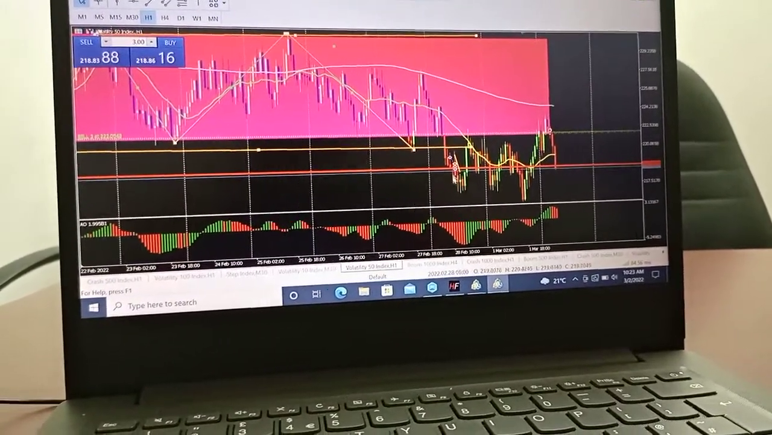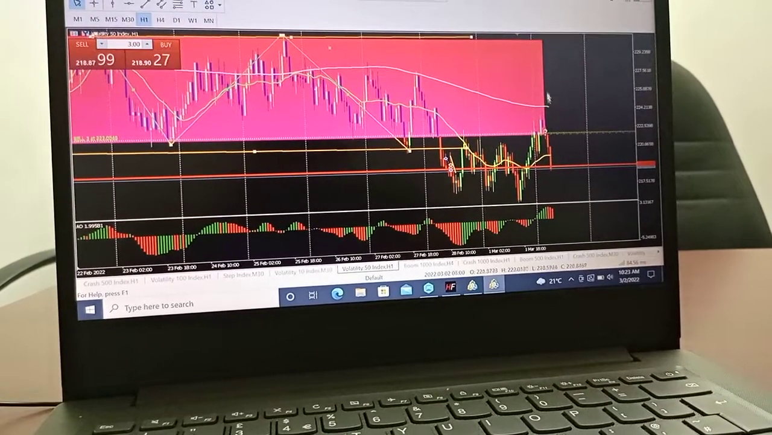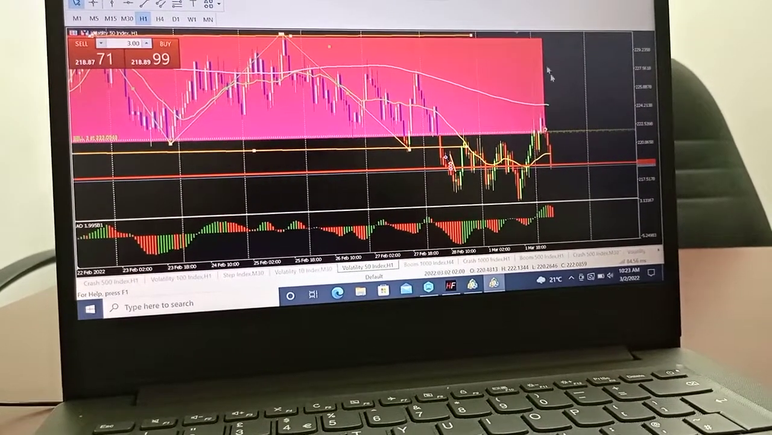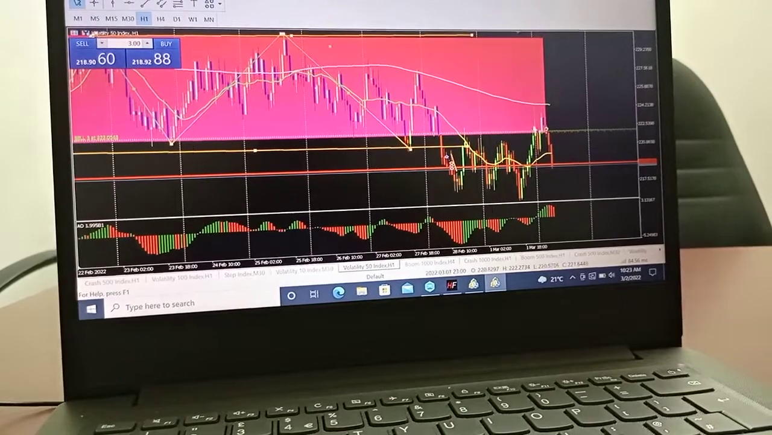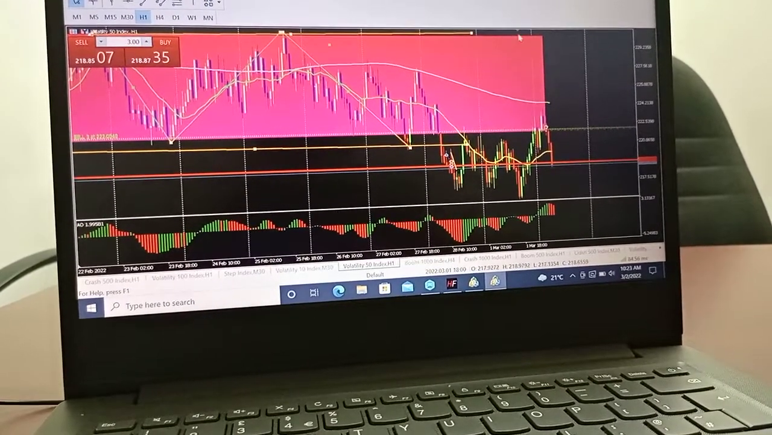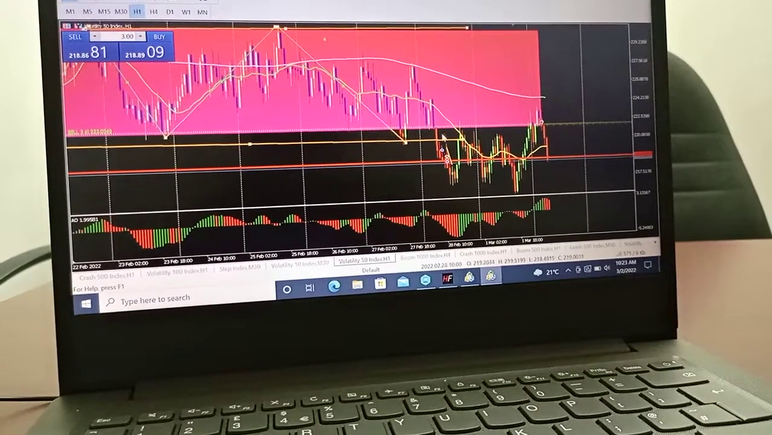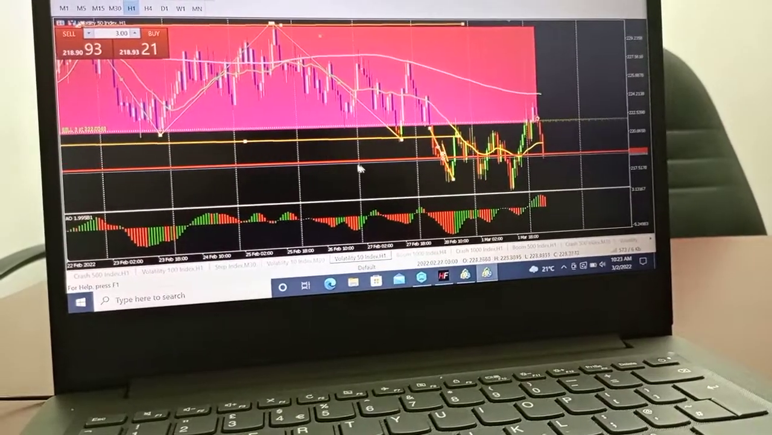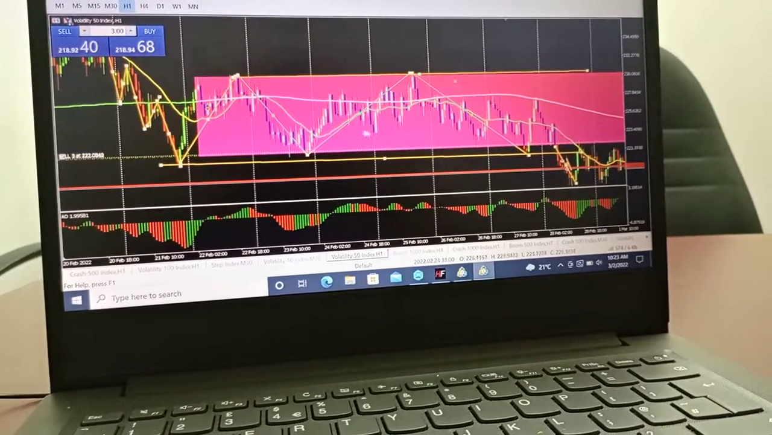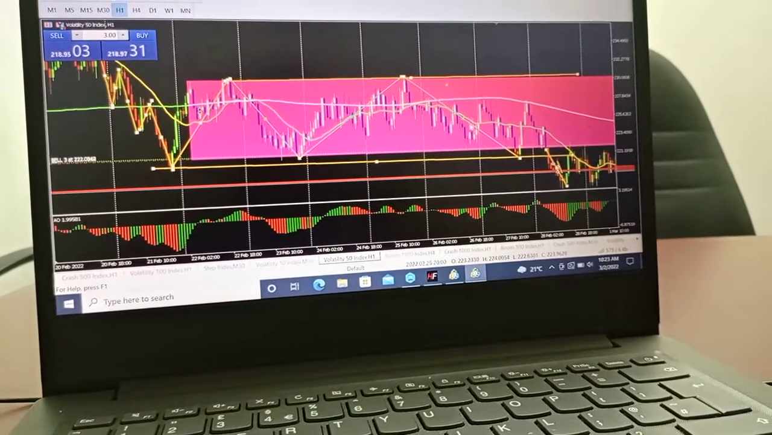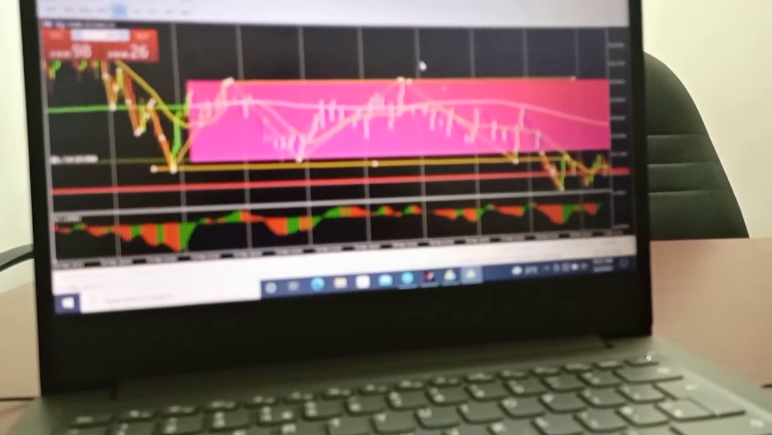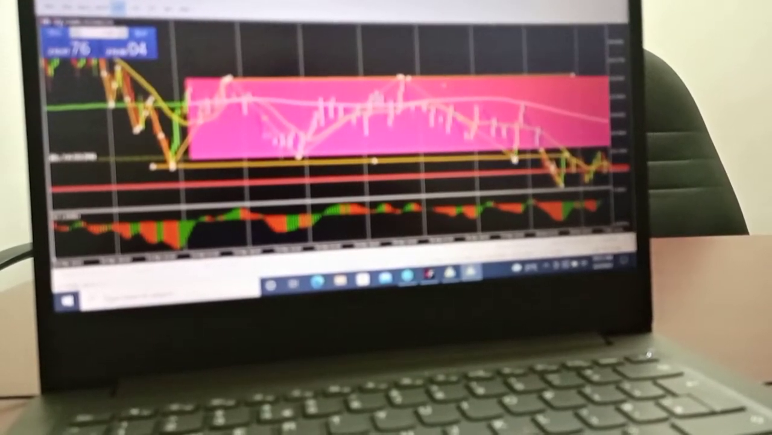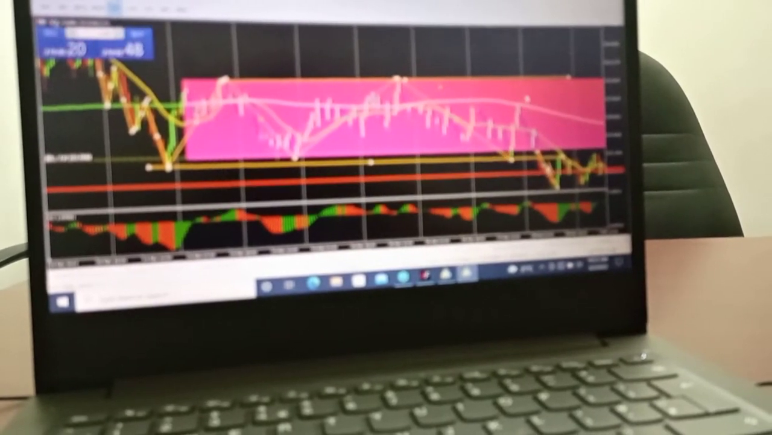So once it broke this consolidation, you can see from this point there are those people who were still buying here. You see this kind of consolidation: the sellers push down, buyers push up, sellers push down, buyers push up.